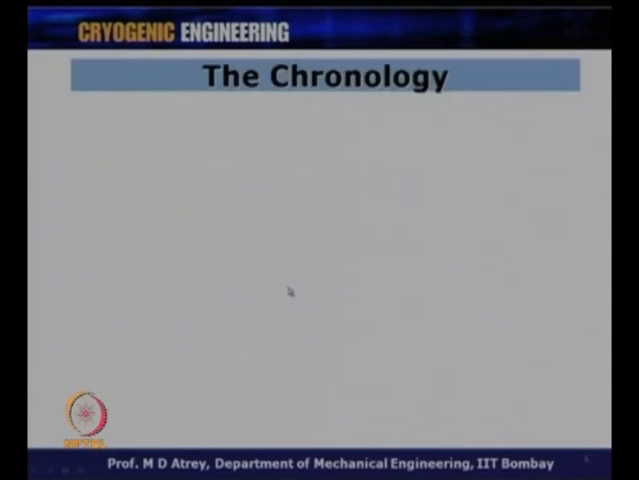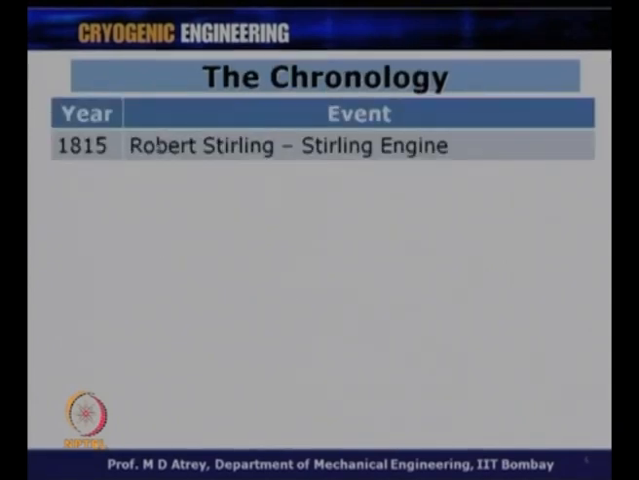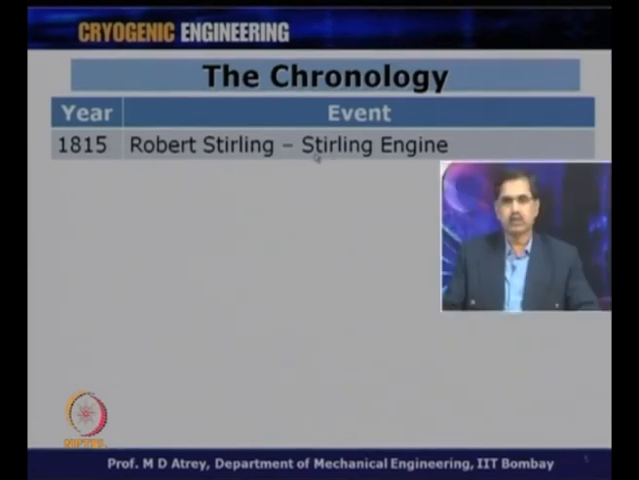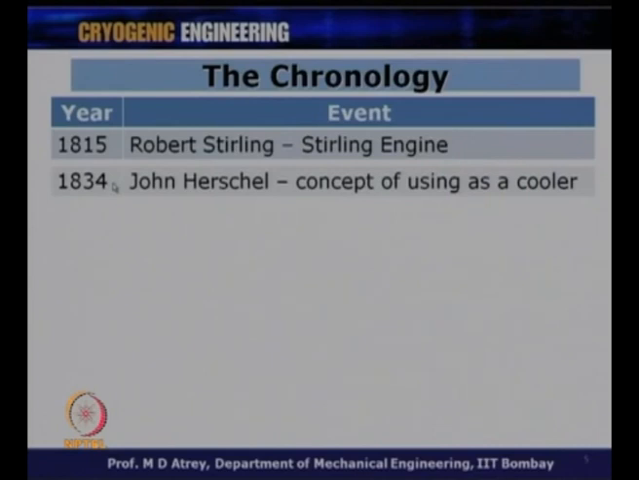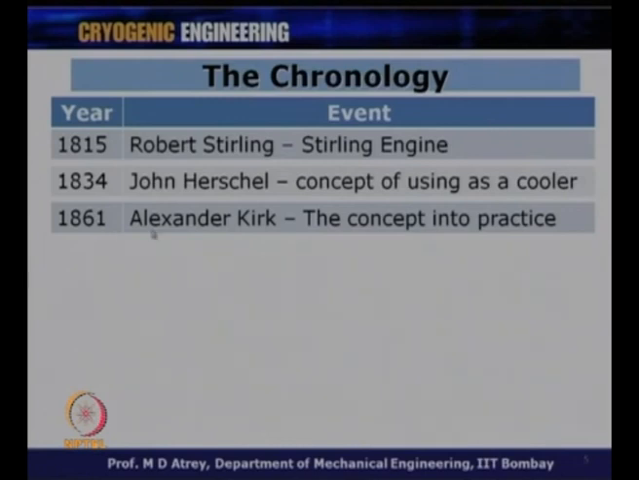So, the chronology of events is, if you see 1815, where Robert Stirling first talked about the Stirling cycle and talked about the possibility of a Stirling engine. In 1834, John Herschel for the first time talked of the concept of using this cycle as a cooler. That means we talked about having a reverse Stirling cycle. In 1861, Alexander Kirk got this concept into practice of using the Stirling cycle as a cooler. So, in 1834, the concept was given by John Herschel, while Alexander Kirk realized that concept in practice.